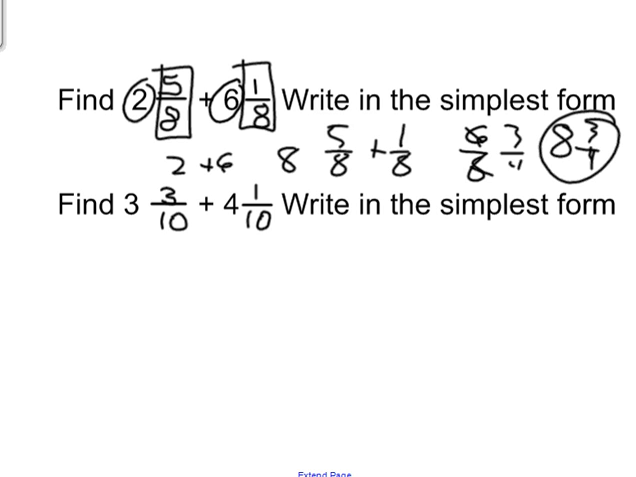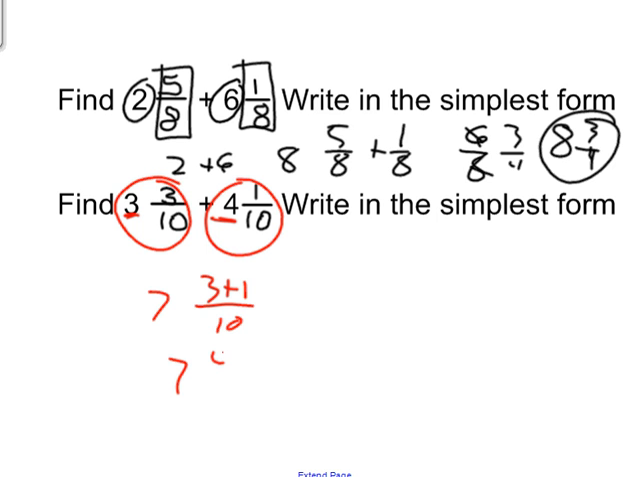The next problem, I've got 3 and 3/10 plus 4 and 1/10. I'm going to add my whole numbers out in front. I'm going to get 7. And then I'm going to say 3 plus 1 over 10. 3 plus 1 would be 4/10. 4/10 can be reduced to 2/5. So it'd be 7 and 2/5 is my completed answer.